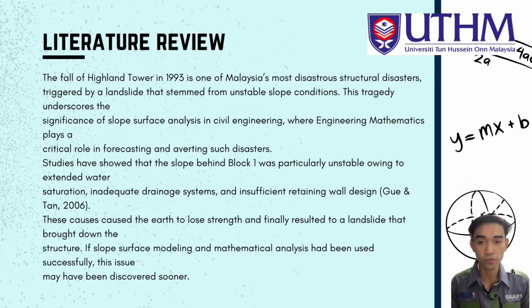The main causes of the slope failure were extended water saturation of the soil due to heavy rain, a poor drainage system which failed to divert water, and a weak retaining wall design to hold the soil in place. These issues made the soil lose strength, leading to the landslide. The importance of engineering mathematics is that slope surface analysis using a mathematical model can predict the danger early. This shows how engineering math is important to forecast and prevent such disasters.